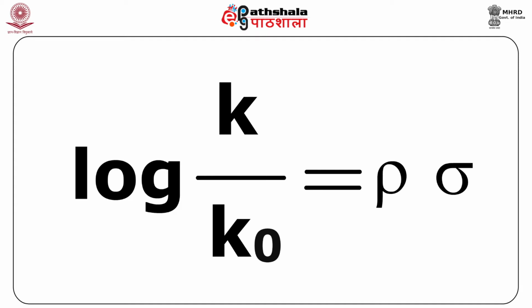K naught is the acid dissociation constant for the ionization of benzoic acid, and K is the acid dissociation constant for the ionization of substituted benzoic acids. Rho is a dependent variable which is a measure of the susceptibility to substituent effects of the reaction series under consideration relative to that of the benzoic acid ionization series.